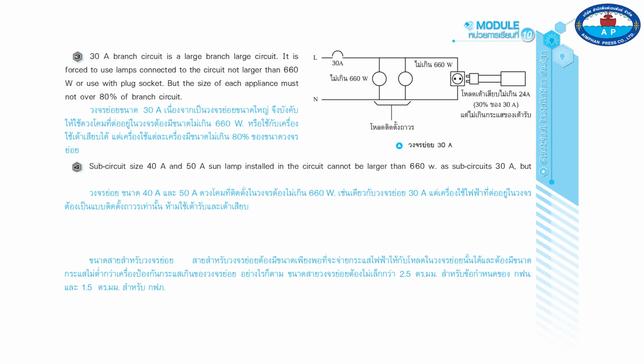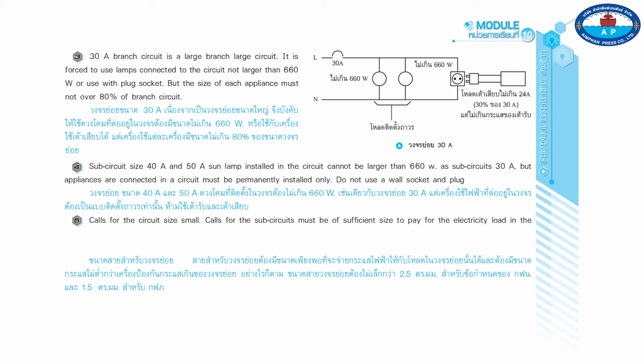4. For sub-circuit sizes of 40 ampere and 50 ampere, a sun lamp installed in the circuit cannot be larger than 660 watts, as in 30 ampere sub-circuits, but appliances connected in the circuit must be permanently installed only. Do not use a wall socket and plug. 5. Wires for the circuit size.